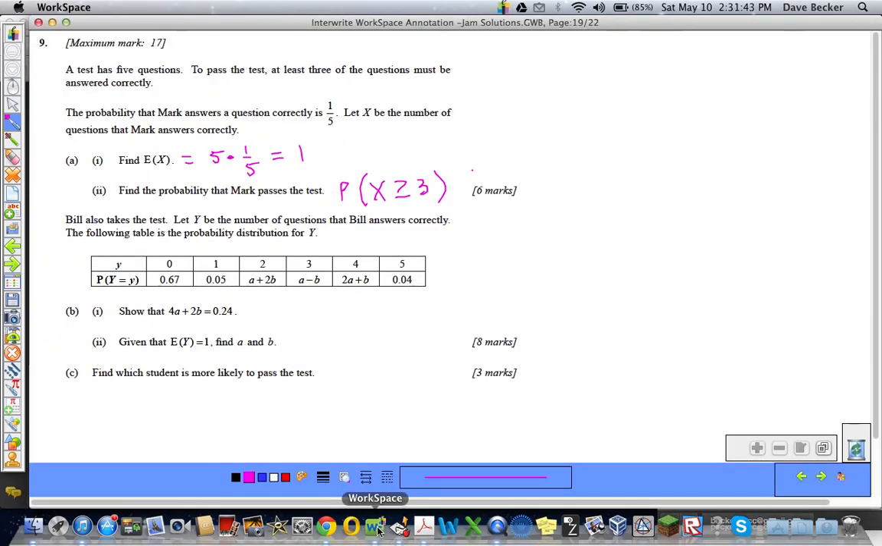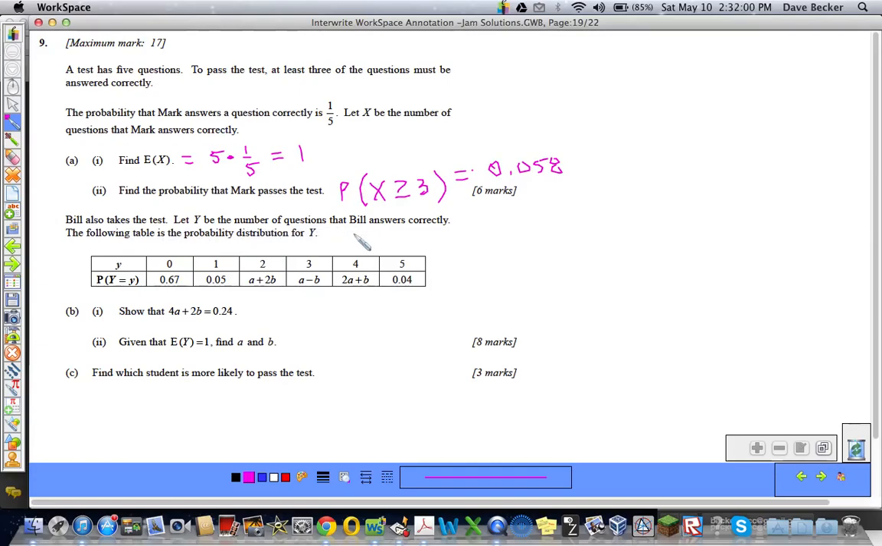So 0.058 we'll write in there. 0.058. Okay, next. Oh, Mark has a friend. It doesn't say if they're friends or not. I don't know. He also takes a test.